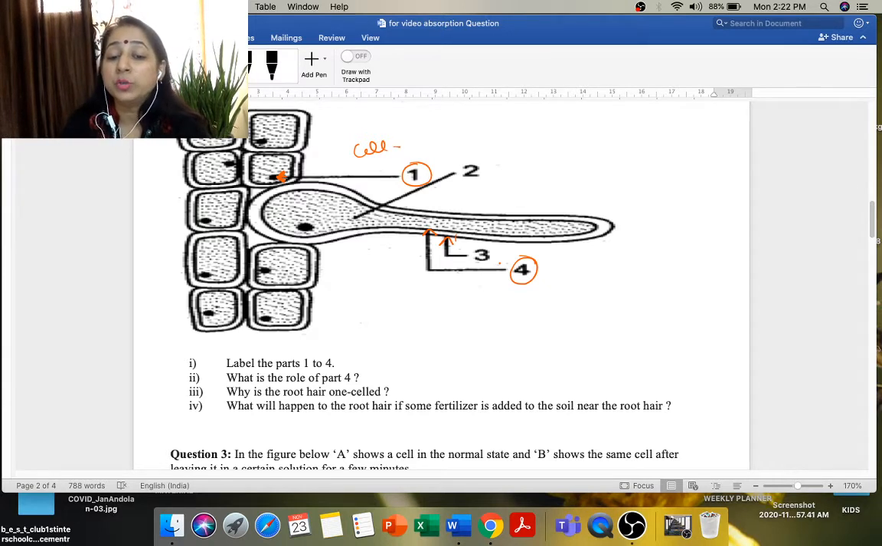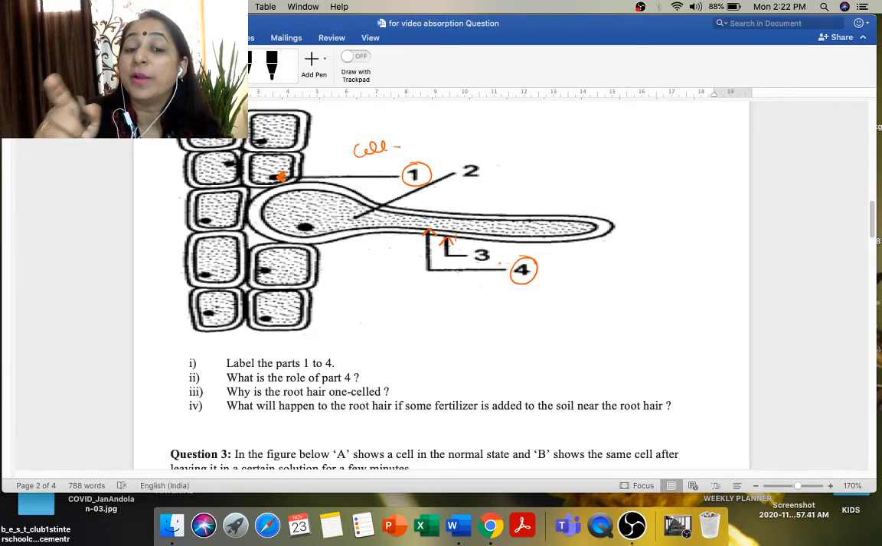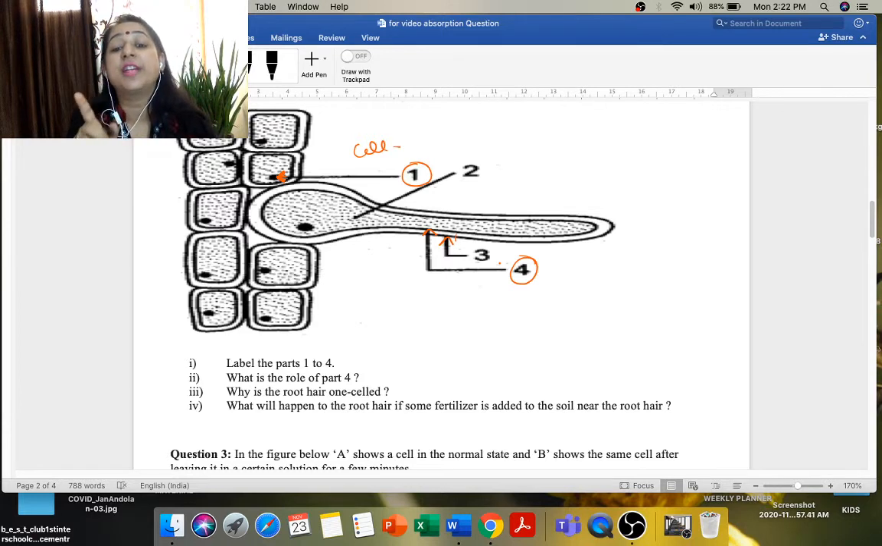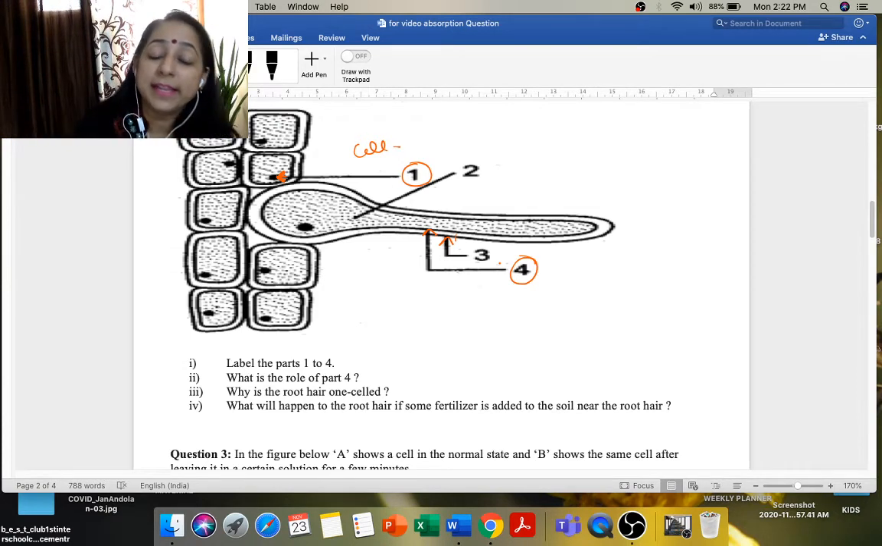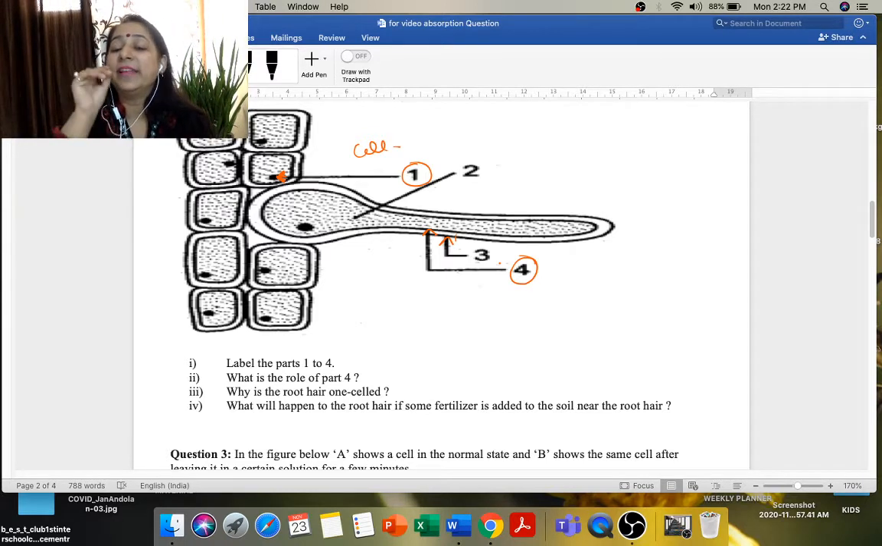What will happen to the root hair if some fertilizer is added? Now here they have not asked for a diagram. Here you need to explain. Fine, you can draw a very small diagram on the side and then start explaining. That is additional. But here you need to just explain that when excess fertilizer is added, the concentration of the soil increases, so the root hair starts losing water and then droops down. And finally, if more fertilizer is added, the plant can die also.